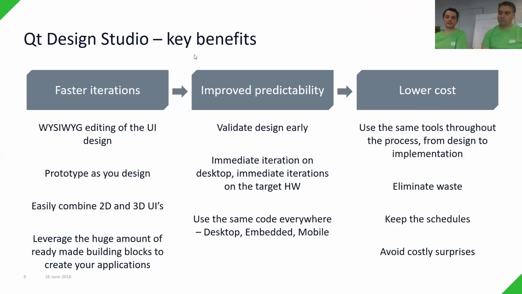Now, having said all of that, in the end you are managing to lower the cost because you have faster iterations. So you're spending less time implementing specifications, but rather working with tools that directly output the desired outcome. So you are able to eliminate unnecessary waste, keep the schedules, and avoid any surprises that implementation may bring, because you're able to validate as early as possible with Design Studio.